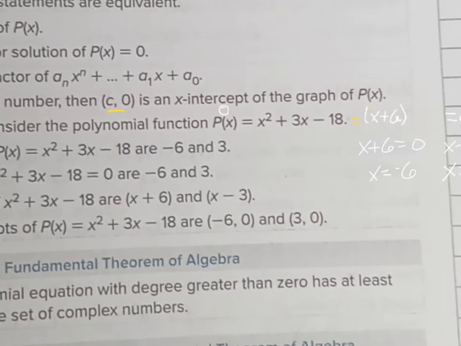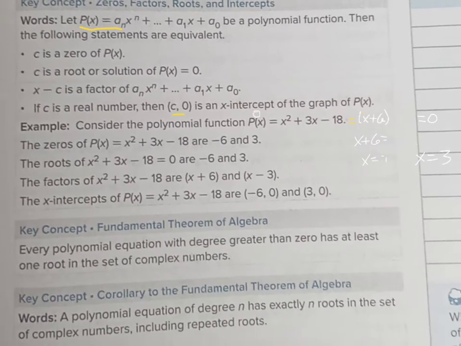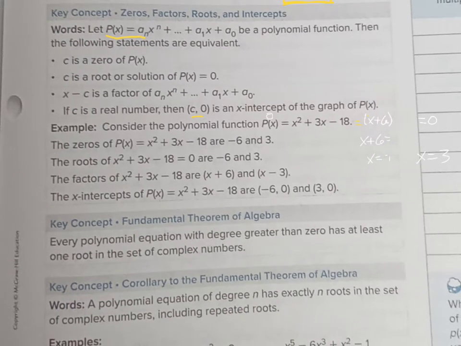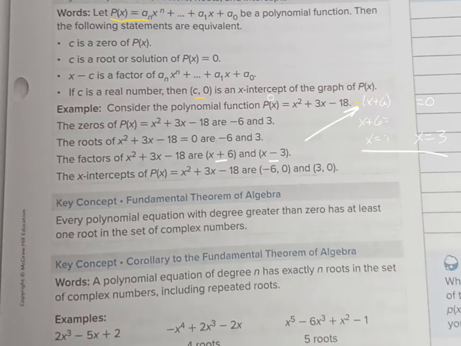All right, so then let's see what they're saying. This is a concrete example now, right? The zeros of this are negative 6 and 3, right? That means that the roots are also negative 6 and 3. That means that the factors are opposite signs, right? Because we were up here before we set it equal to 0. That was the x minus c part. And then if we wanted to plot these would be the coordinates. Is that okay?